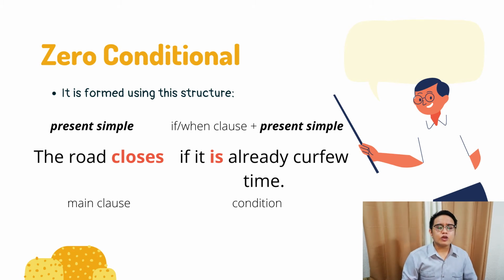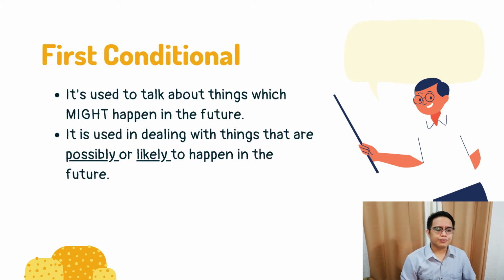Okay? Now let's go to the first conditional. The first conditional is used to talk about things which might happen in the future. There's a big possibility that it will happen in the future.